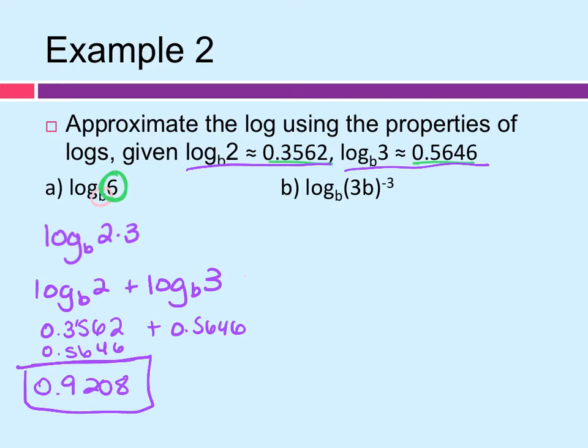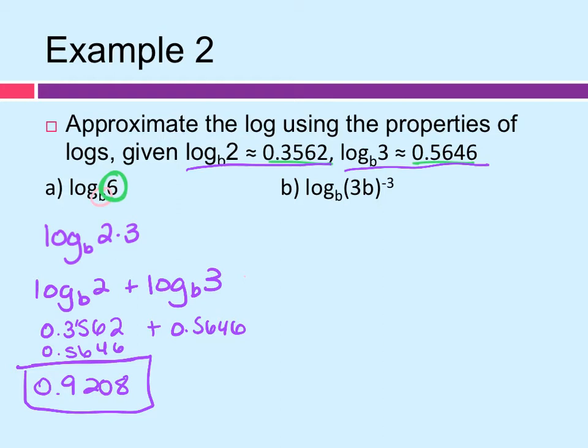I get 0.9208. So we use a product property here? Yep. So there's no other way to find that because I have no idea what B is, right? I can't find that using a calculator. You can't find that any other way other than breaking it up in terms of what they give you and then substituting it in.